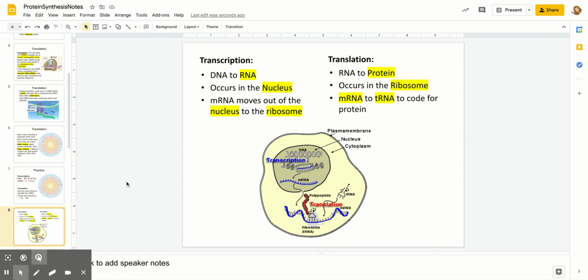So your summary slide, remember there's 2 steps to protein synthesis, transcription and translation. Transcription is DNA to RNA, and this occurs in the nucleus. Then mRNA moves out of the nucleus to the ribosome. Translation is our second step, in which we start with RNA and we end with protein. This occurs in the ribosome, and mRNA to tRNA to code for protein. And all of those steps are shown in this image here.